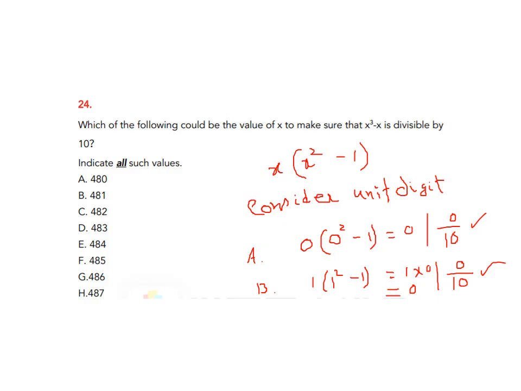Similarly, test option B. Unit digit is 1. So 1 multiplied by 1 squared minus 1. So we get 0. So that number is also divisible by 10. In this way, we'll get the options A, B, E, F, G as the correct answer.